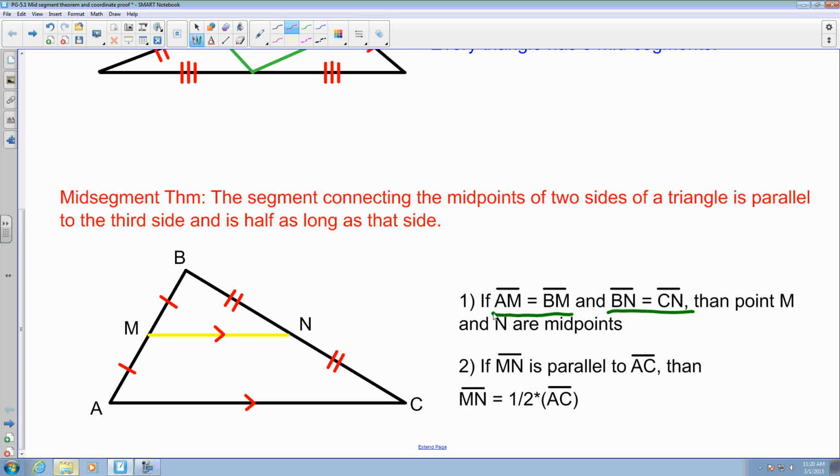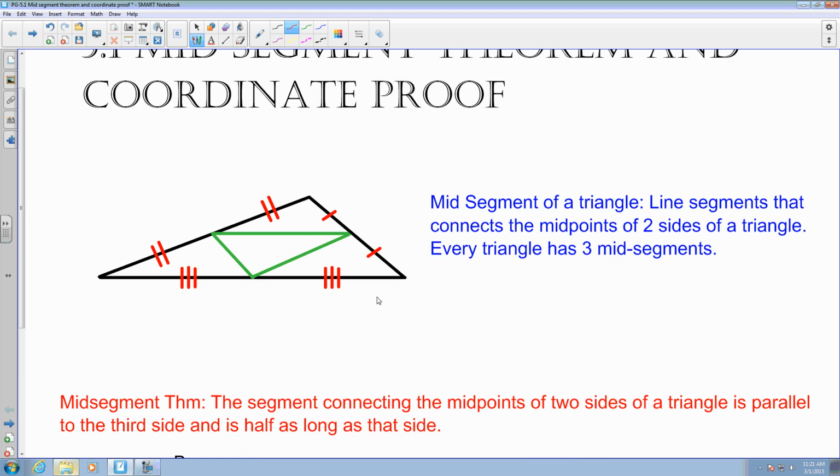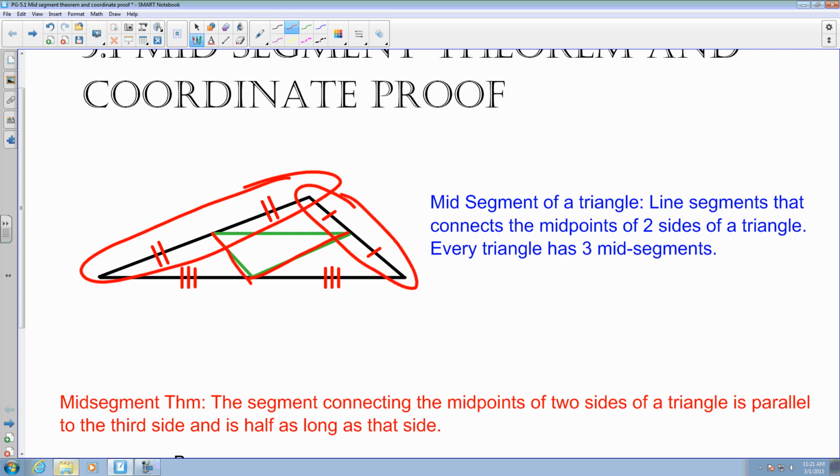And if they're saying that MN is parallel to AC in this triangle, we can make the conclusion that MN equals half the distance of AC. You could also say that 2 times the distance of MN is going to equal AC. Okay? So if we look back up at this little triangle here, this distance here is half the size of this line segment. Same thing here. This line segment is half the size of this whole line segment. And again, this line segment here is half the size of this line segment here. Okay?